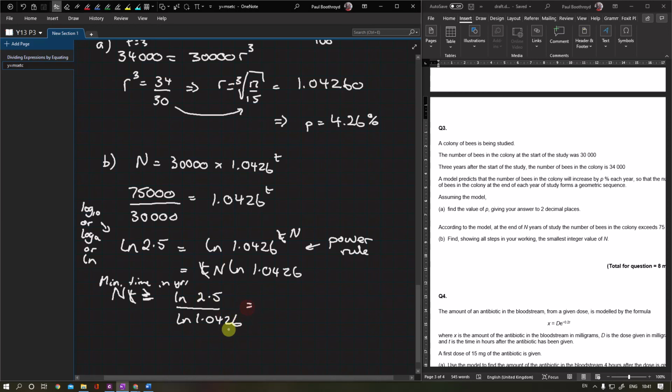And chuck that into a calculator. N has got to be greater than or equal to 21.96. And if N is an integer, N is 22 years. Okay, and that's the integer value.